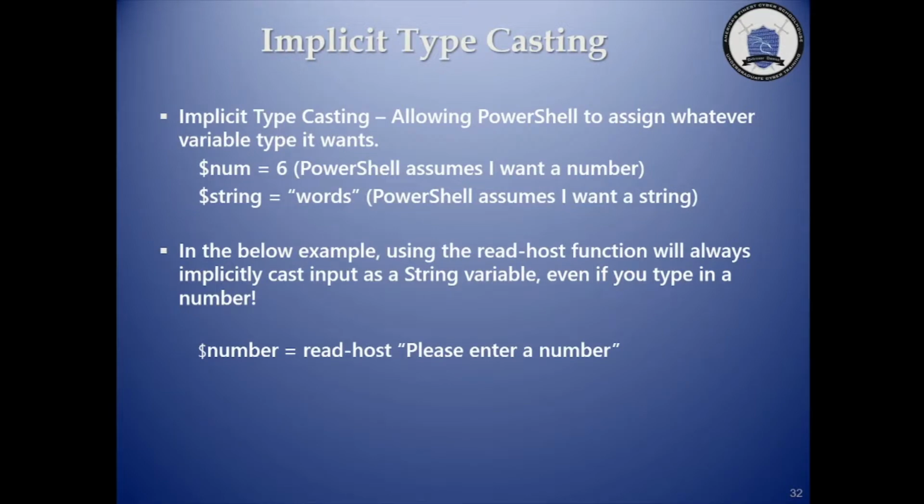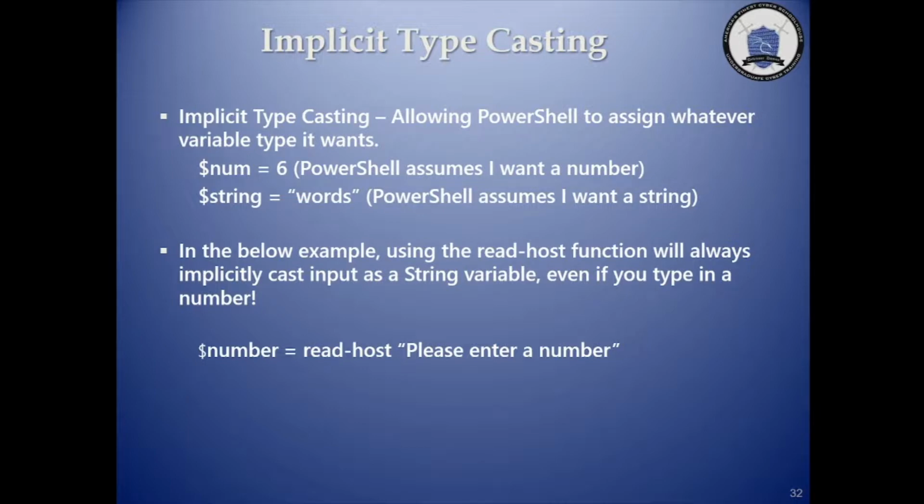So now I'll go over implicit and explicit typecasting. So first we have implicit typecasting. Implicit typecasting is when you're allowing PowerShell to assign whatever variable type it wants. So for instance, here we have $num equals 6. PowerShell is going to assume that you want a number here. And then we have $string equals words in quotes. So PowerShell is going to assume that you want a string here.